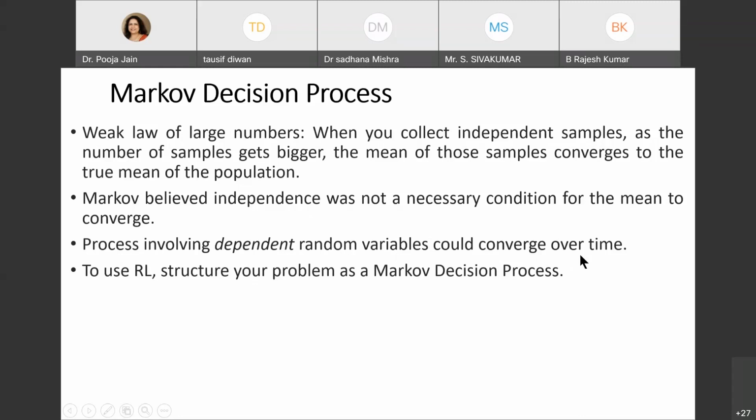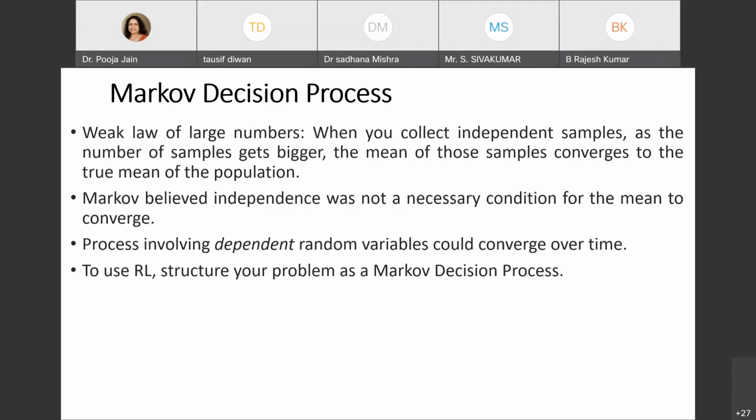Okay. Now, if you want to formulate your problem with the help of reinforcement learning, then first of all, you should structure your problem as a Markov decision process. If you can structure your problem as a Markov decision process, then only will you be in a position to apply reinforcement learning on that particular problem, otherwise not. So this is the first and foremost step: to structure your problem as a Markov decision process. How can you structure your problem as a Markov decision process?